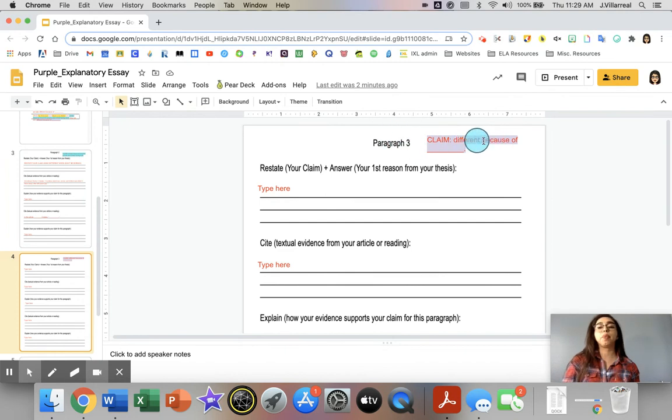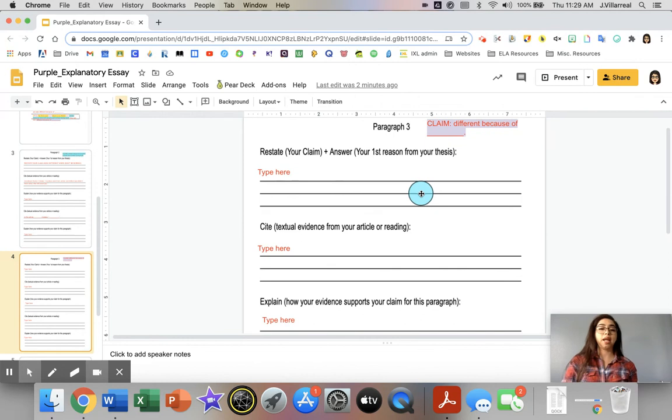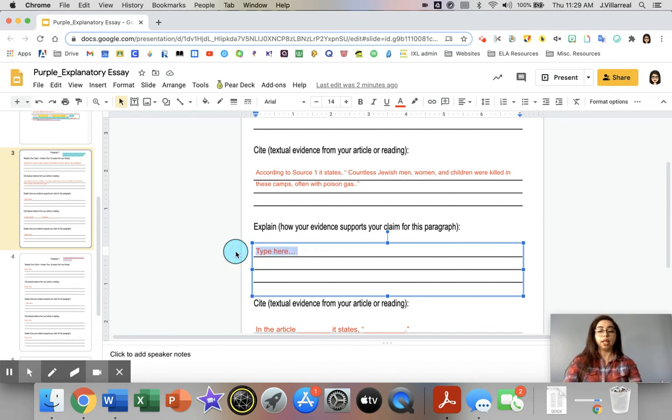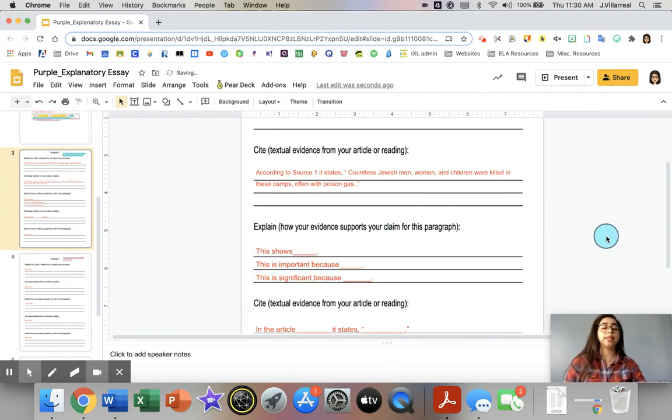For paragraph 3, you're explaining the difference. So while the Holocaust and Black Lives Matter have this thing in common, they're also different because of something else. I want you to explain that difference and the impact that that difference has. Remember that for the explain sentences, you're using sentence frames like this shows, this is important because, or this is significant because. So what does this show us? Why is this important? Why is this significant?